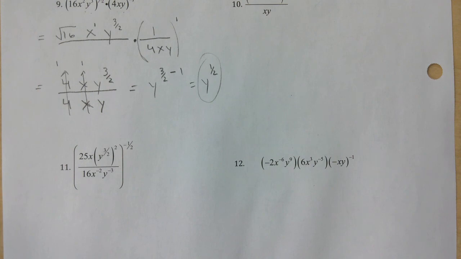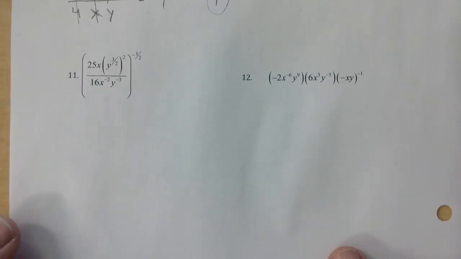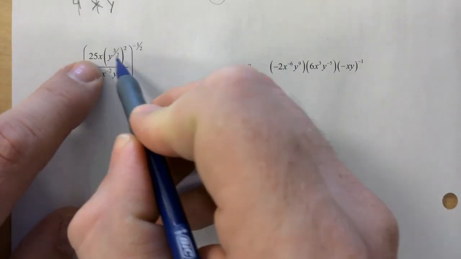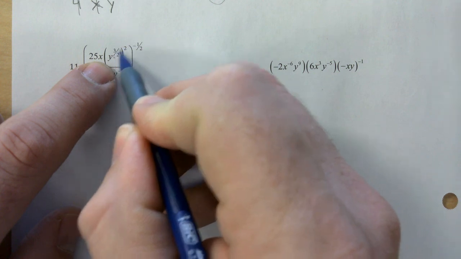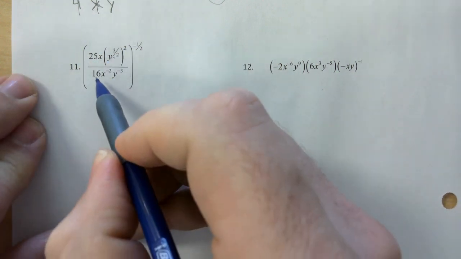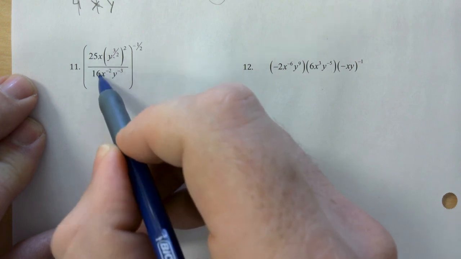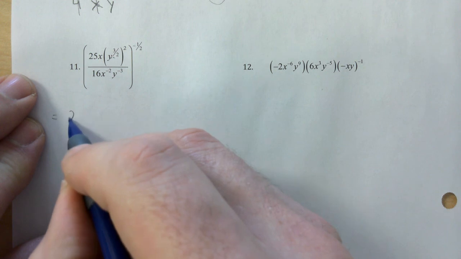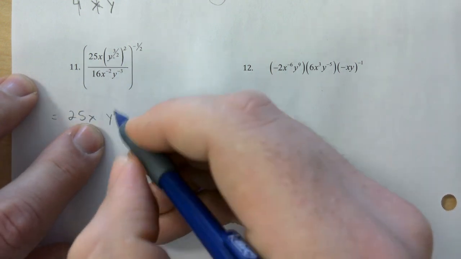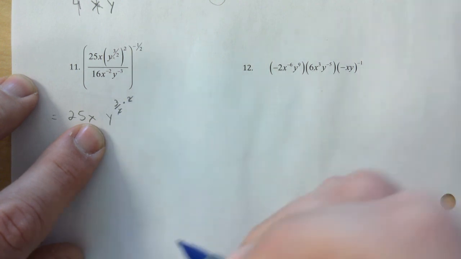All right, one more. 11. So in the numerator, I can tell something's happening here, and it's only affecting y. I look at if I can simplify the coefficients. It doesn't look like it. So it's 25x y to the 3/2 times 2. These just cancel out like that.